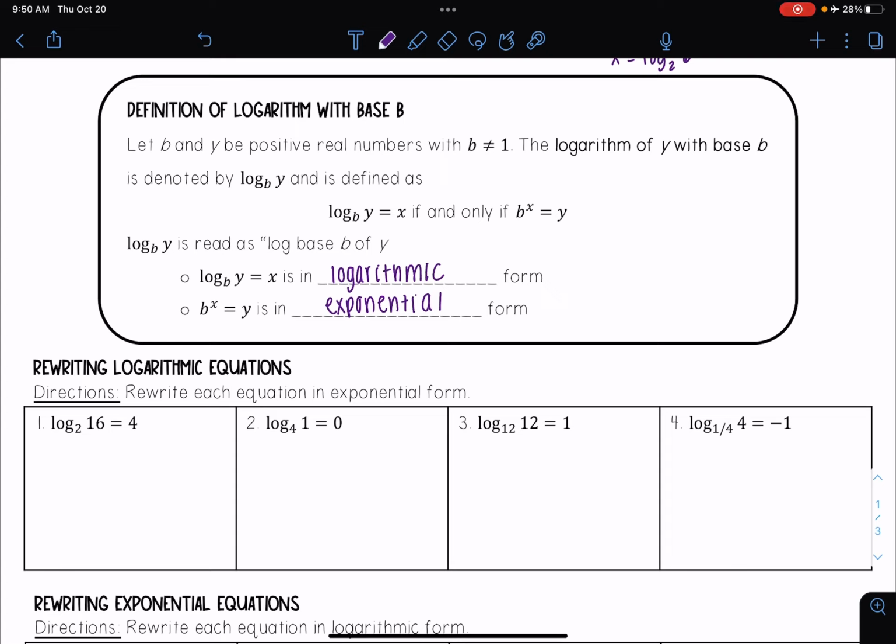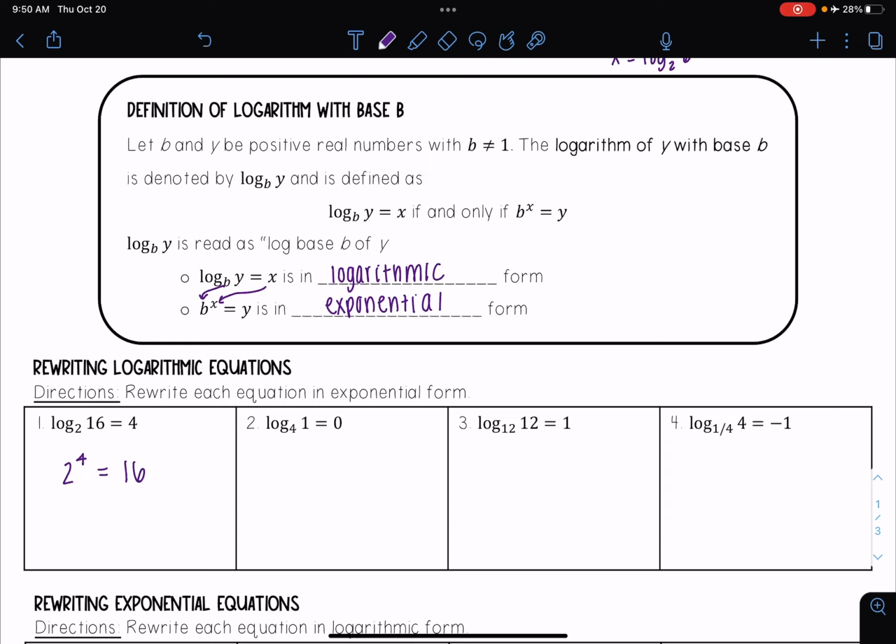So this base 2 is still going to be the base in my exponential form. Like I see here, this b still is my base. So this 2 is my base. The x is your exponent. So what it's equal to becomes your exponent. So that means my 4 is the exponent. And then it's equal to 16. And you can check your work with this, and so I can see, well, does this equation make sense? Well, 2 raised to the 4th power is in fact 16, so I'm good.